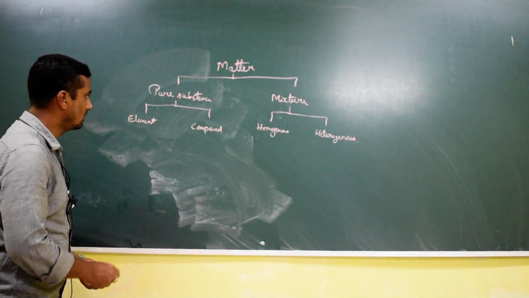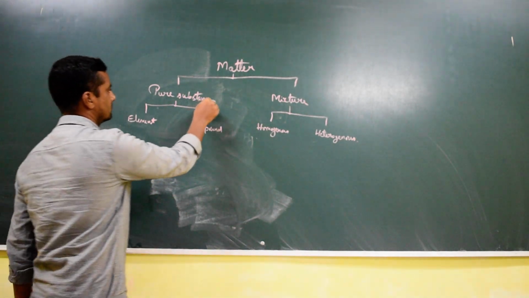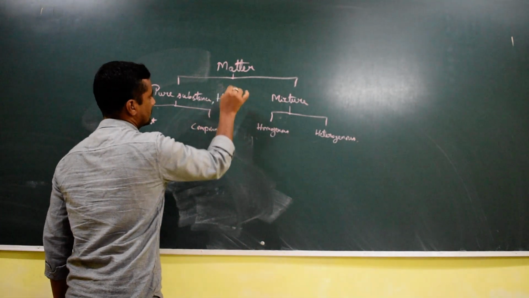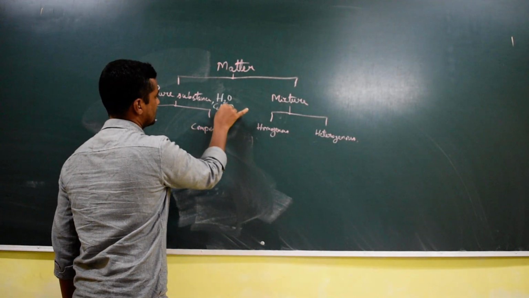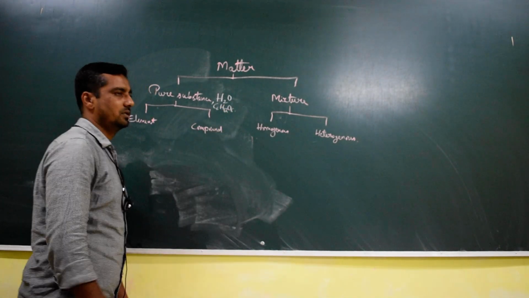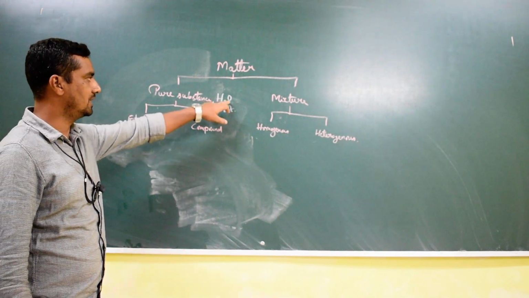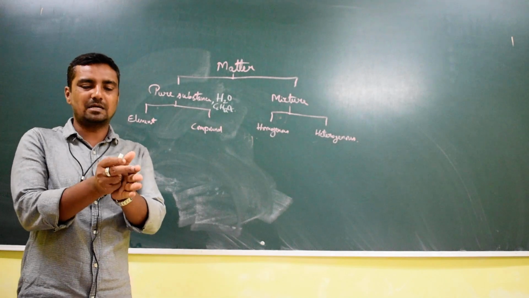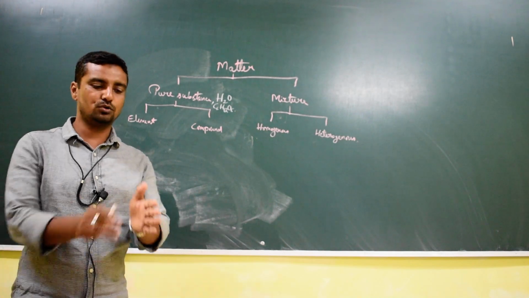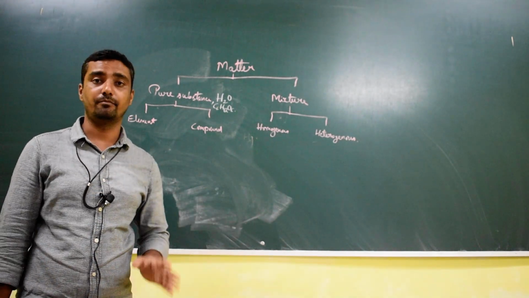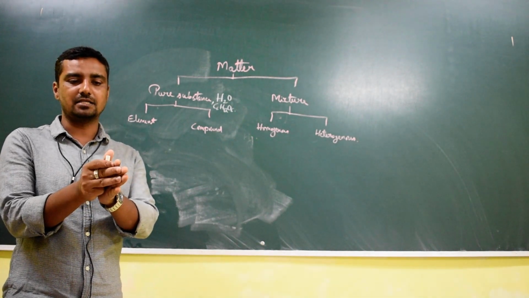The best example is, for example, the water, right? The water is a pure substance. The glucose, that is C6H12O6. In water, the constituent particles like hydrogen and oxygen cannot be separated by simple physical methods. Hydrogen we can't separate, oxygen we can't separate, not by the physical method. The two constituent particles I can't separate by simple methods.